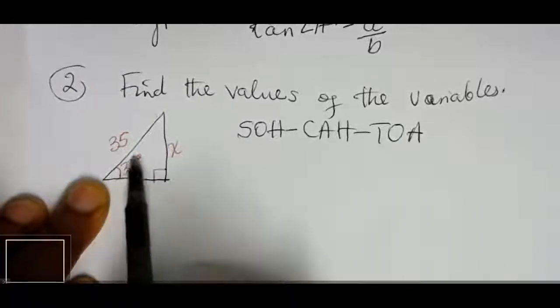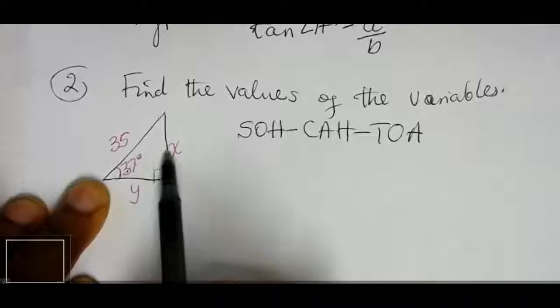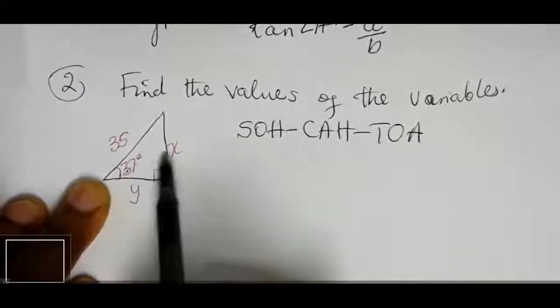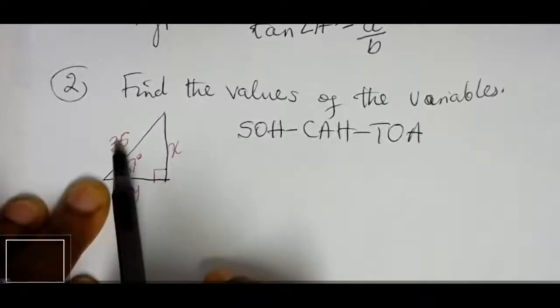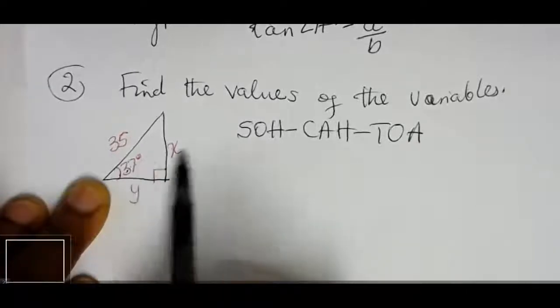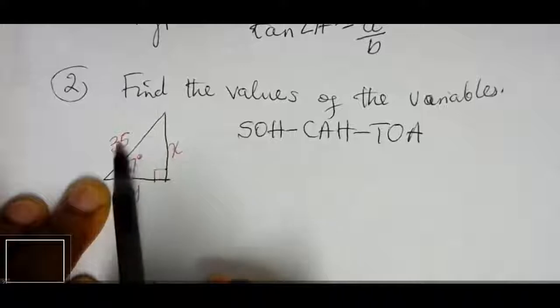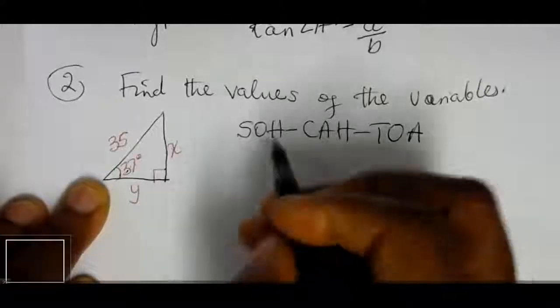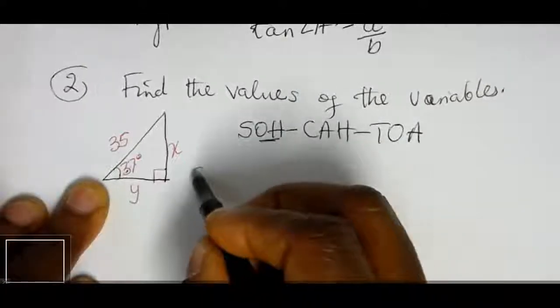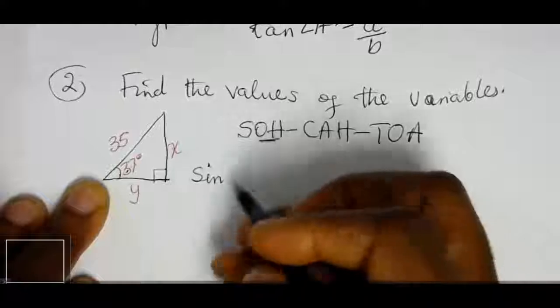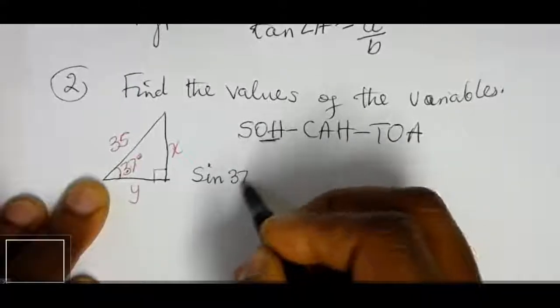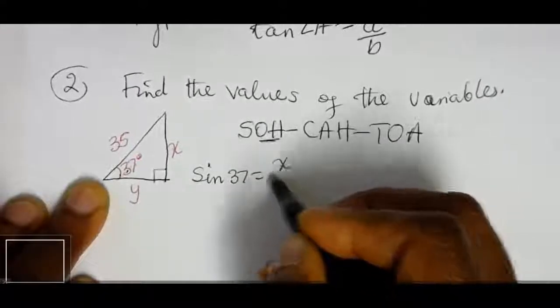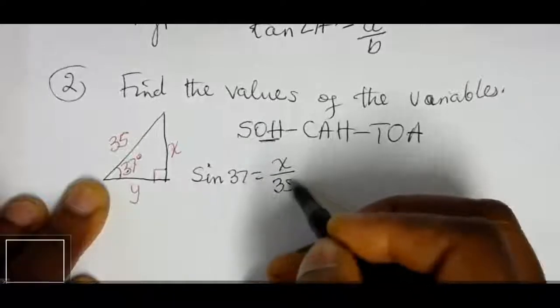Angle 37 is directly opposite x. So we can use x and 35. What connects opposite and hypotenuse? Opposite and hypotenuse. That's sine. So we need to use sine to find x. Sine 37 is opposite, which is x, over hypotenuse, which is 35.